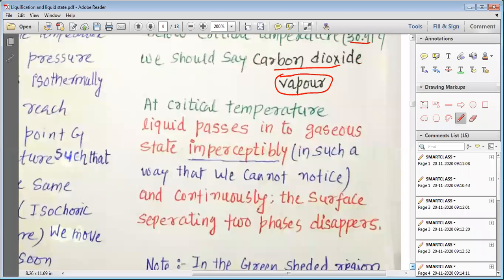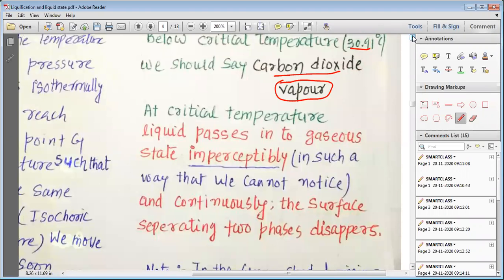The existence of gas under its critical temperature is known as vapor. So below 30.91 degrees centigrade, we will call carbon dioxide not gas, but carbon dioxide vapor.